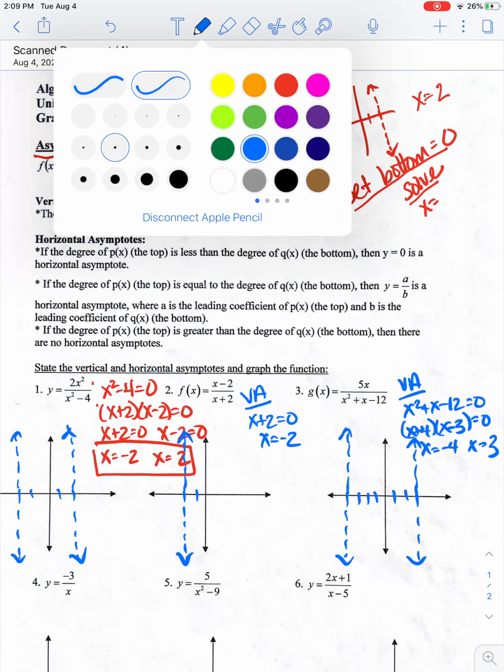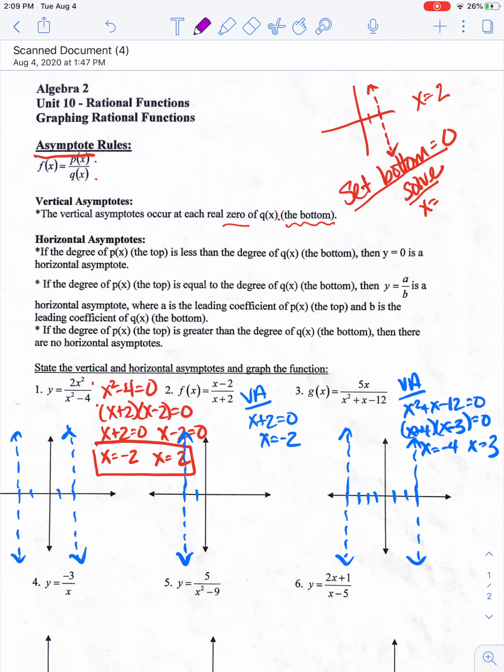Okay, now, horizontal asymptotes. A little different. Horizontal asymptotes have 3 different rules. 1, 2, 3. And it is all about the degree. If the degree, if the degree, if the degree. Okay, so first let's make sure we know what a degree is. The degree is the highest power.